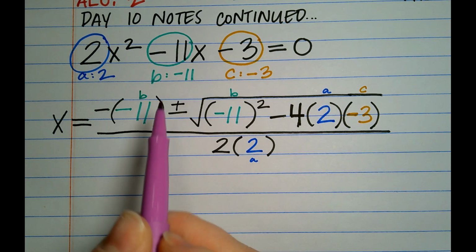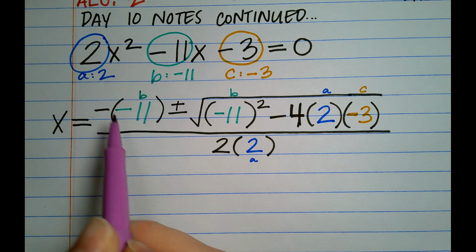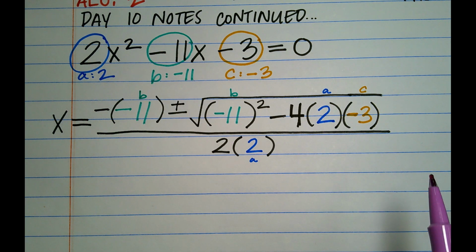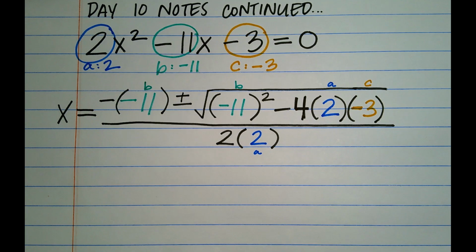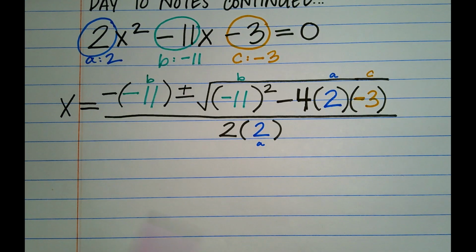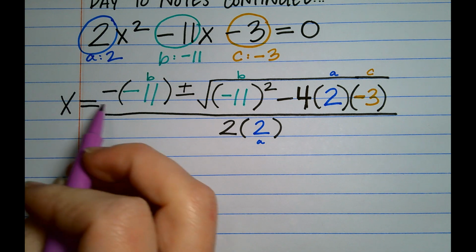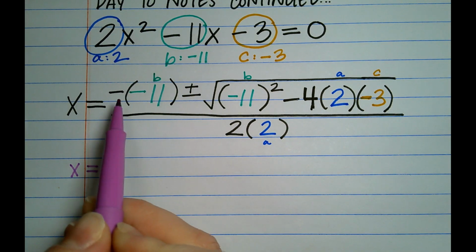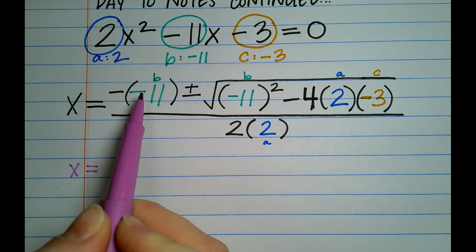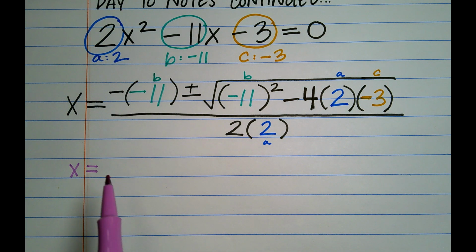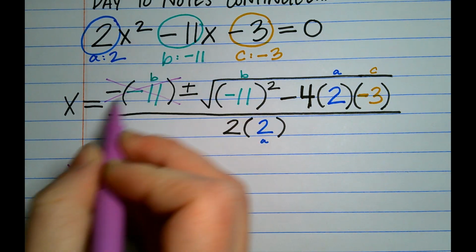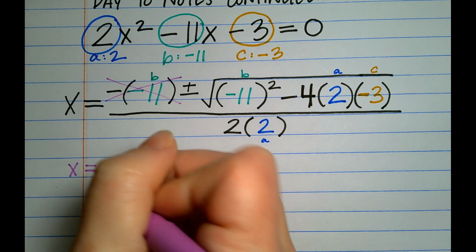Because since this is totally separate, the negative 11, from what's under the square root, it's not going to affect our answer, and then we don't have to memorize what order to do things in. So let's just go left to right. I'm going to rewrite my x equals, and now let's start here. Negative 11. What does that become? Positive 11. And I'm going to cross everything off as I go, so I know I'm done with it.